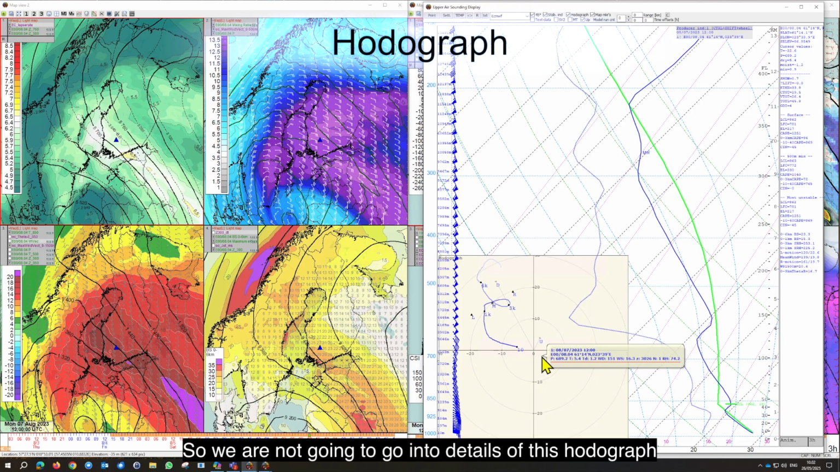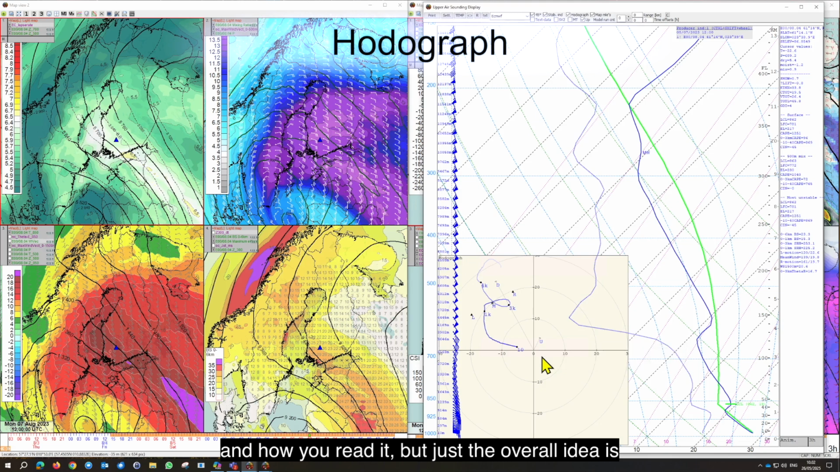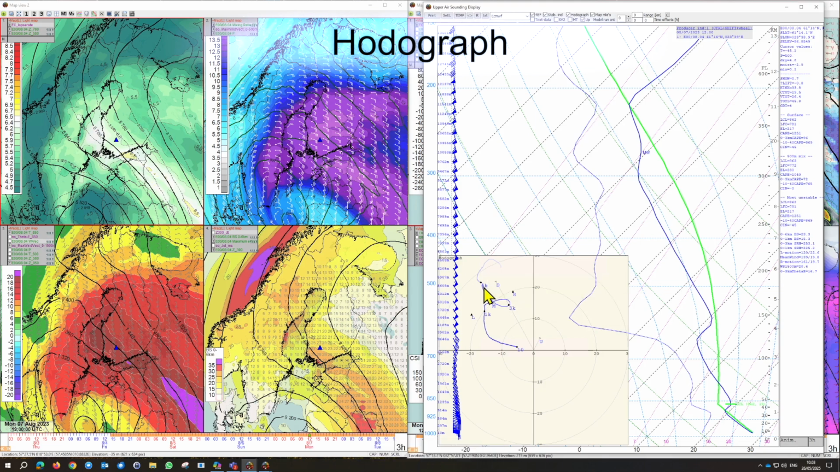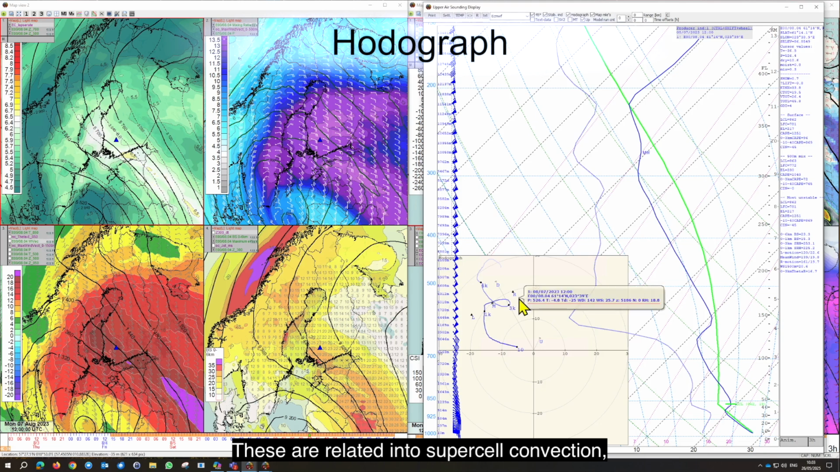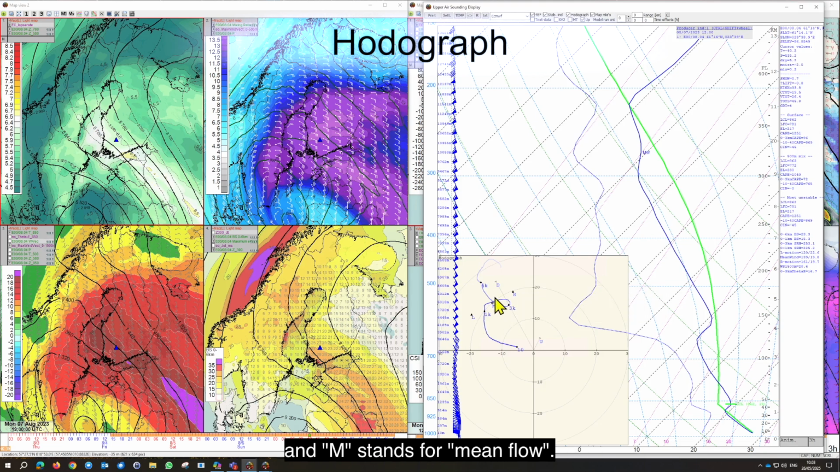So we are not going to go into details of this hodograph and how you read it, but just the overall idea is that you have shear represented in this kind of graph. So these are meters per second in all directions, and you also have 1K, 3K, and so on. These are kilometers, so 1 kilometer, 3 kilometers, and 6 kilometers. L and R stand for left mover and right mover. These are related to supercell convection. And M stands for mean flow.